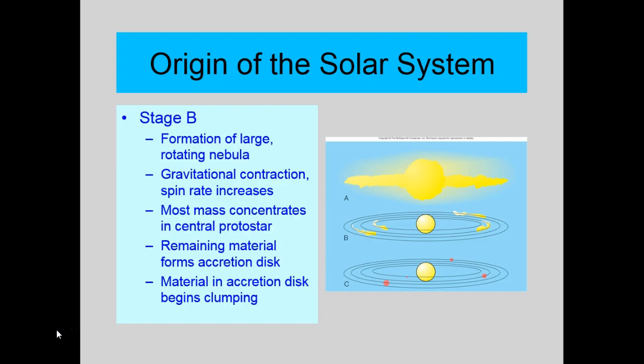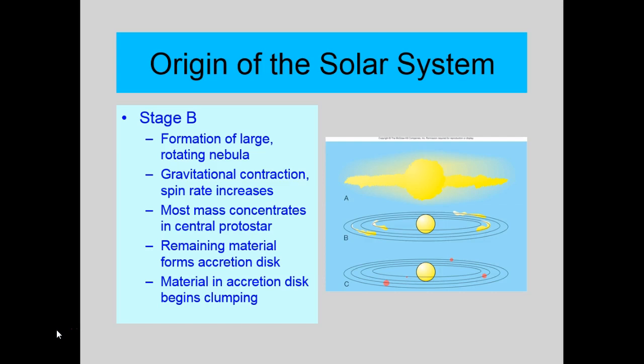We keep the figure here. Stage B, the formation of large rotating nebula. The sun has now settled out into probably the actual star. May have still been protostar here, actual star here, but the rotating masses, now the sun is a hot ball of gases, right? That's all it is.